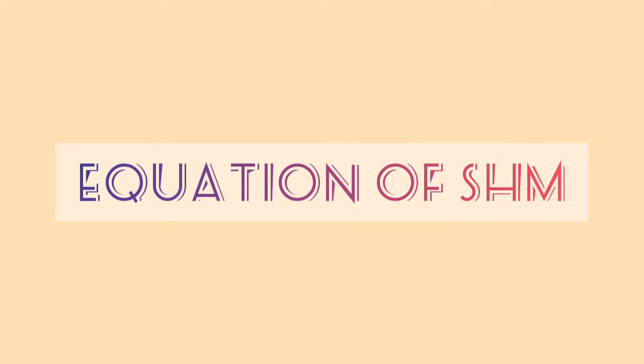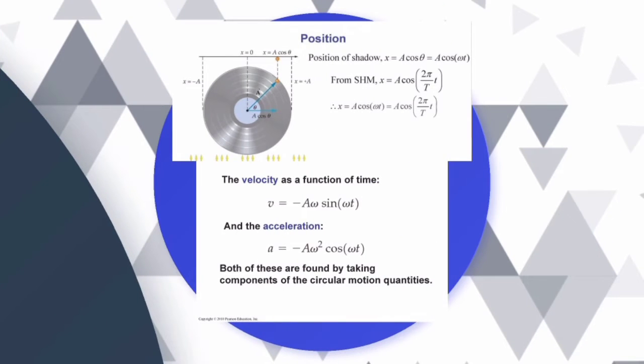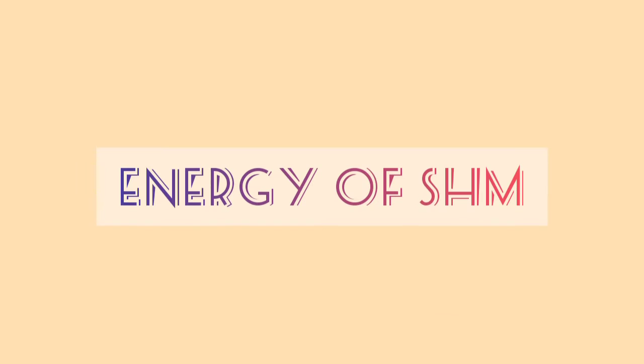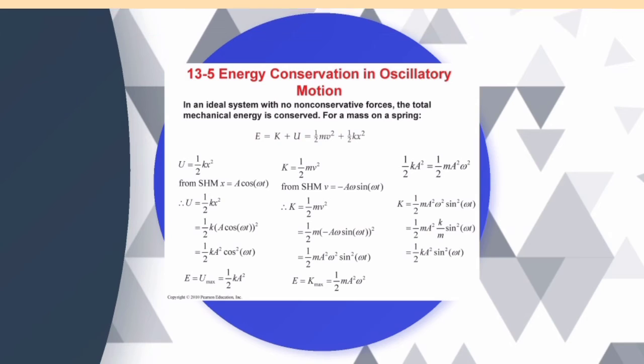Next, we go to the equation of SHM. We can see the velocity as a function of time: v equals negative A omega sin omega t, and the acceleration equals negative A omega squared cos omega t. Both of these are found by taking components of the circular motion quantities. Then we go to the energy of SHM. As we can see, there are many formulas for energy conservation in oscillatory motion.